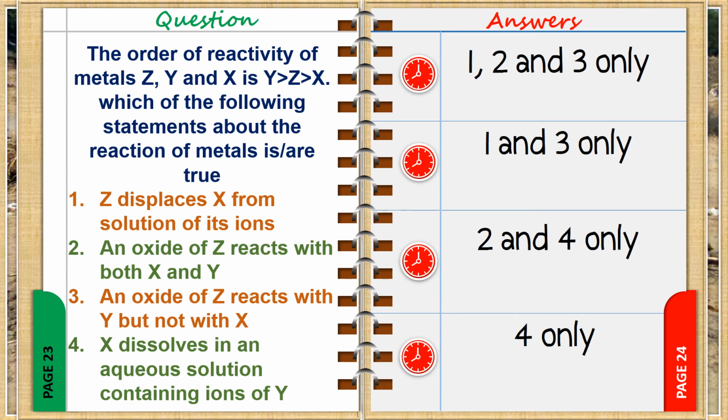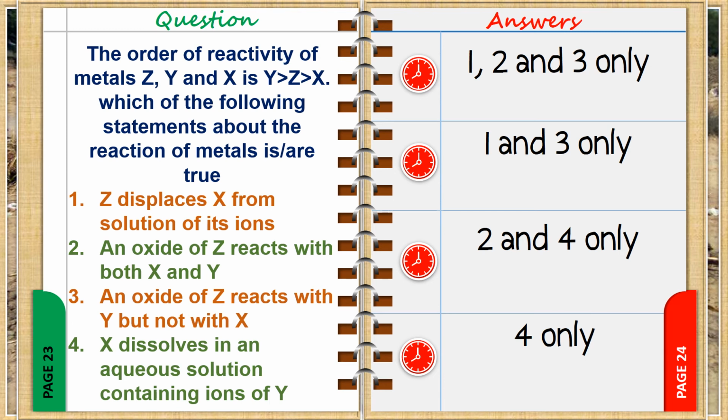Which of the following statements about the reaction of metals are true? 1. Z displaces X from its solutions. 2. An oxide of Z reacts with both X and Y. 3. An oxide of Z reacts with Y but not with X.